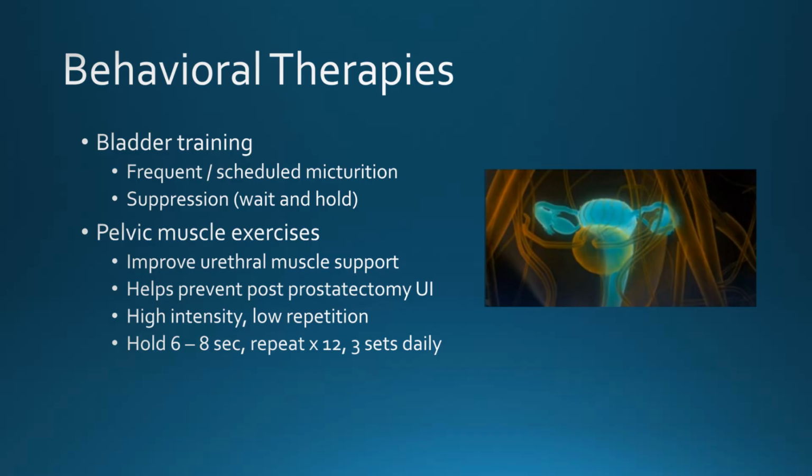In the beginning, you want to do what's called high intensity and low repetitions. You squeeze down on the perineum, hold it just for a couple of seconds, and you do those repetitively. Eventually, you try to build up to a count of 6 to 8 seconds. The recommendation is to do 3 sets daily.